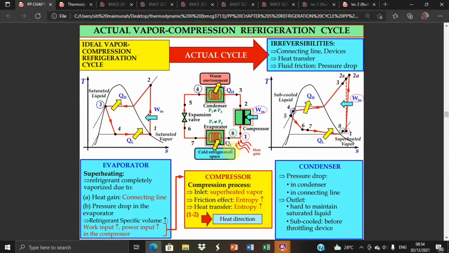Also, the line connecting the evaporator to the compressor is usually very long. Thus, the pressure drop caused by friction and the heat transfer from the surroundings to the refrigerant can be very significant. The result of superheating, heat gain in the connecting line, and pressure drop in the evaporator and the connecting line is an increase in the specific volume, and thus an increase in the power input requirement to the compressor, since steady-flow work is proportional to the specific volume.